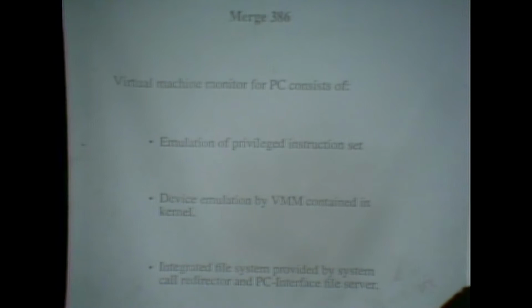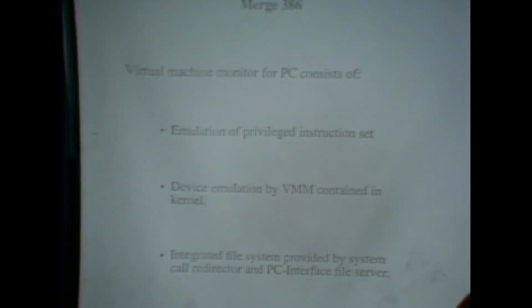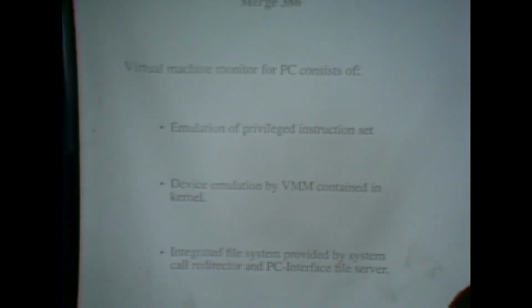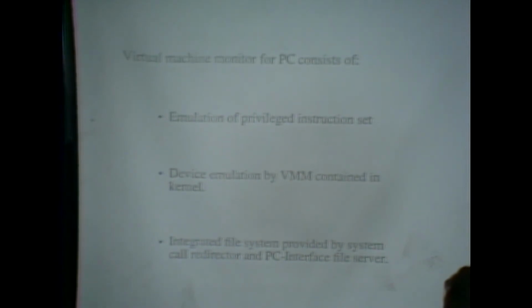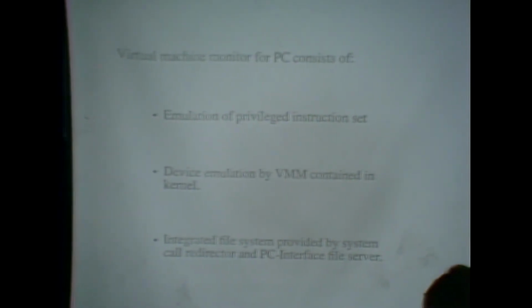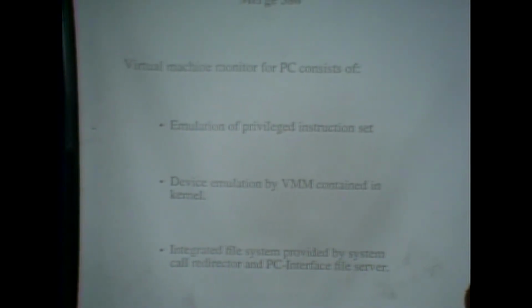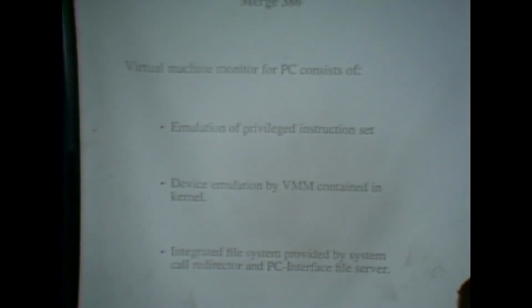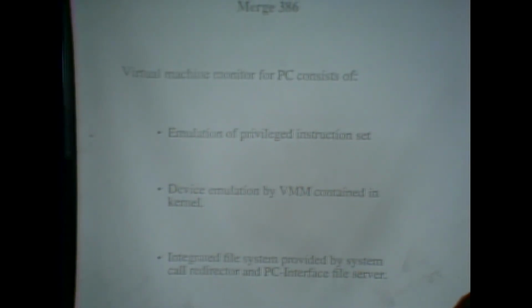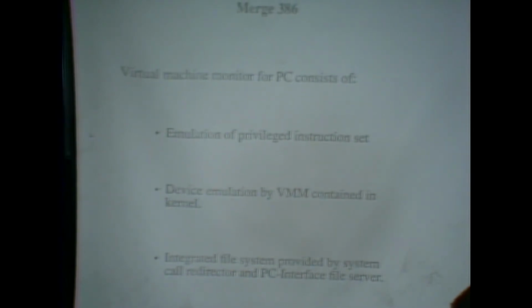The virtual machine monitor for the PC has three basic parts. You've got the emulation of the privileged instruction set, and then you've got the device emulation. You have to build all these devices that are normally part of a PC in software. Several of those then have to interact with the X client. And you have the integrated file system, which is provided by a system call redirector.